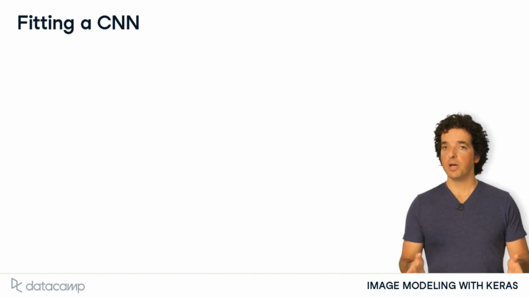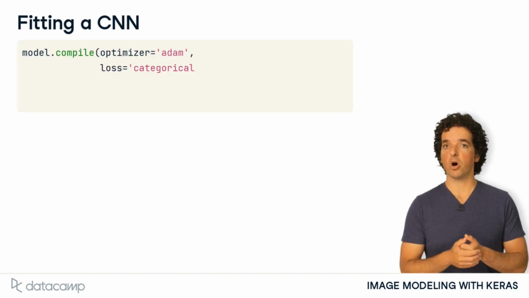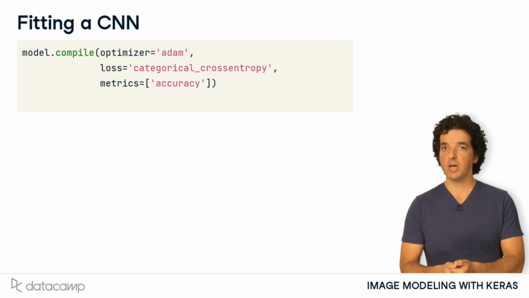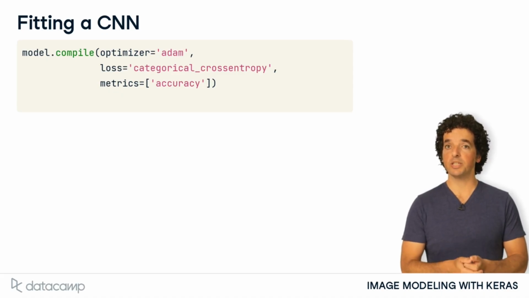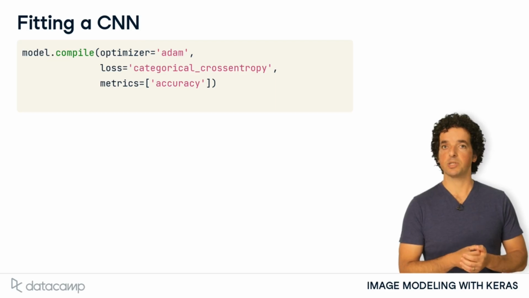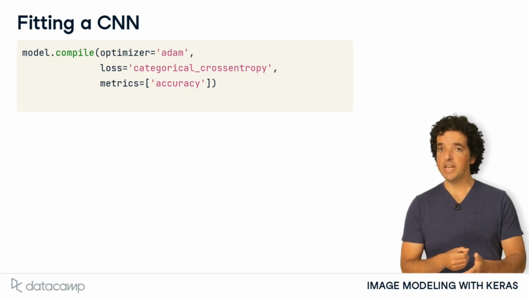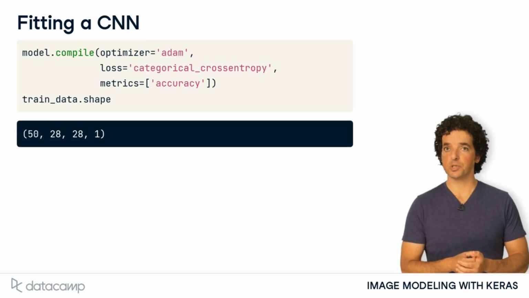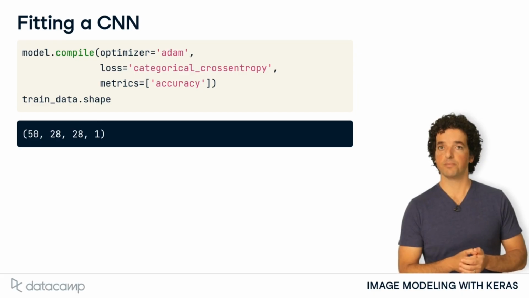Just like before, the next step is to compile the model, choosing the optimizer and the loss function that we would like to use for fitting. For classification tasks, categorical cross-entropy is an appropriate loss function. We can also specify the metrics that we would like to see during training. Here, just the accuracy.